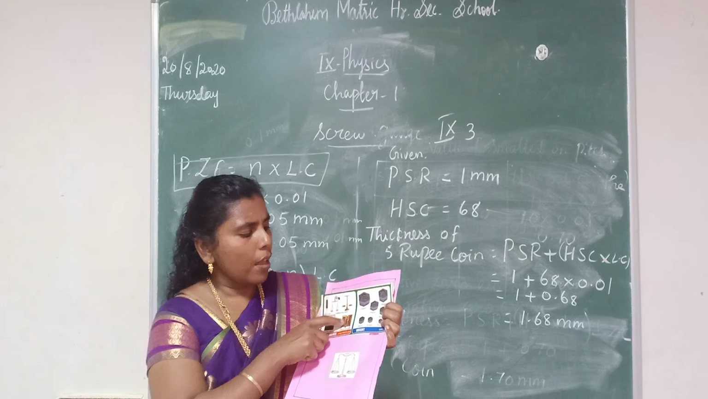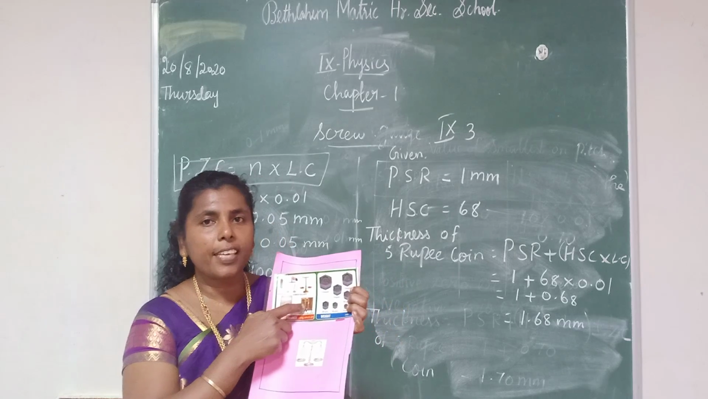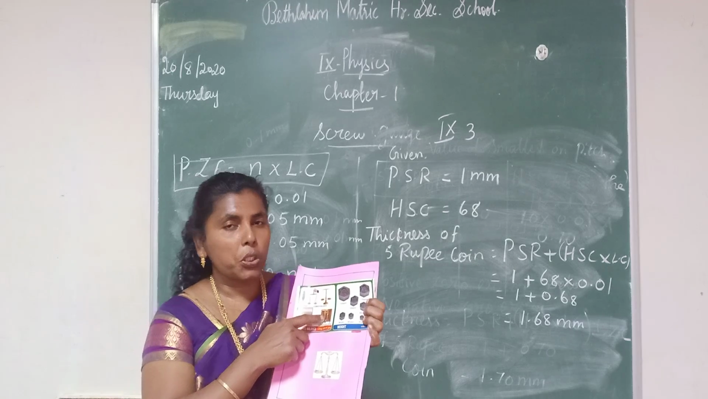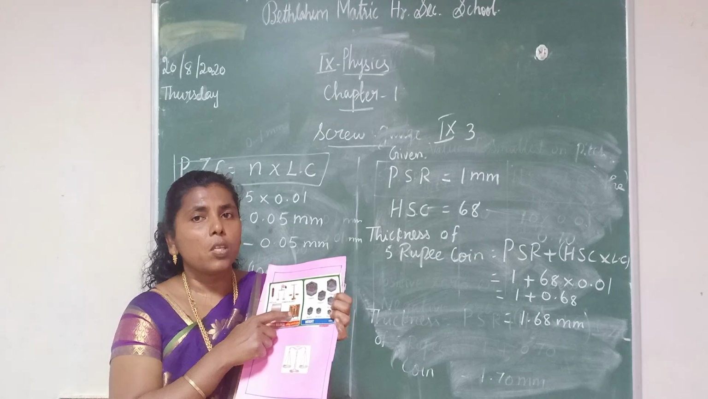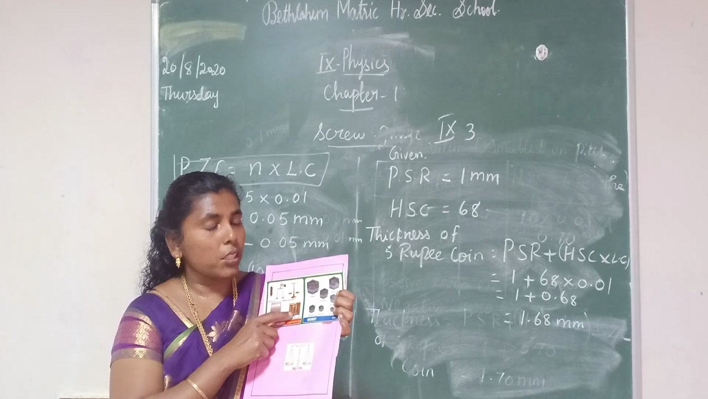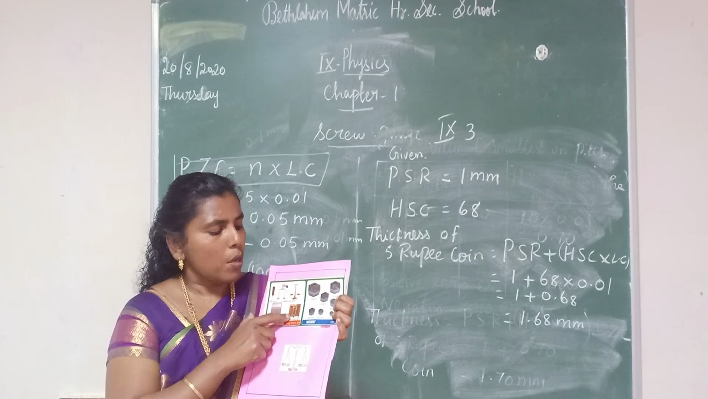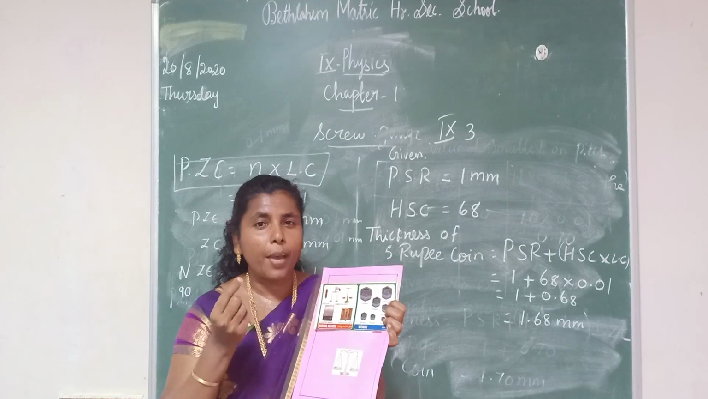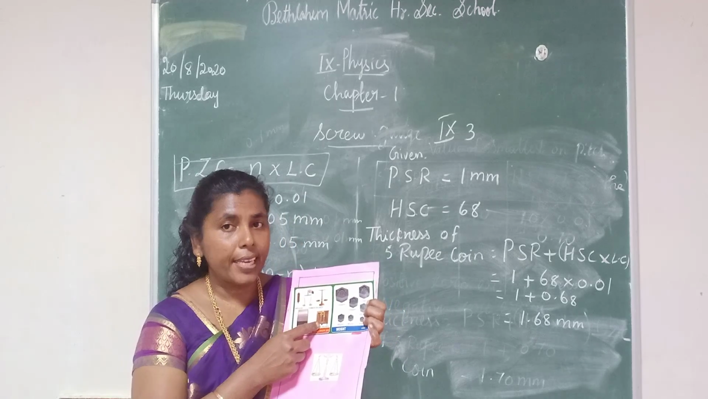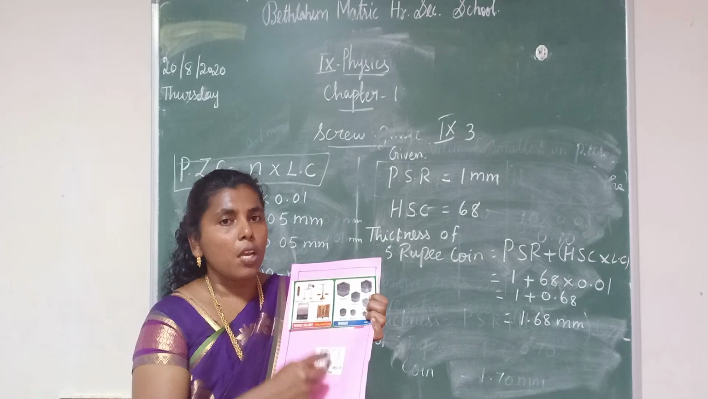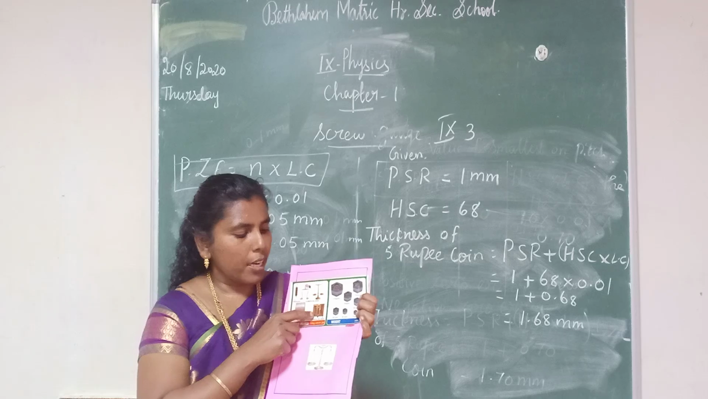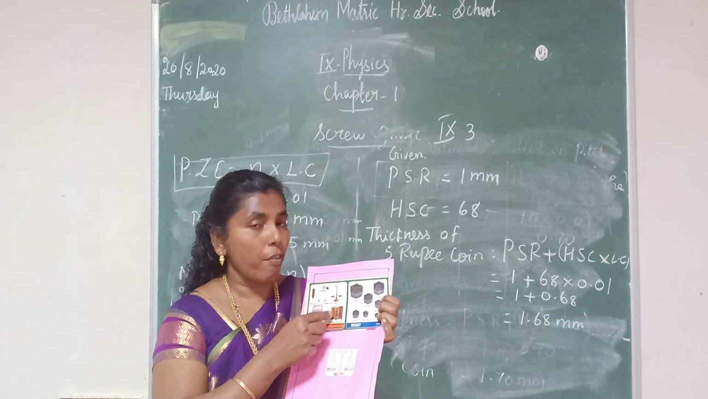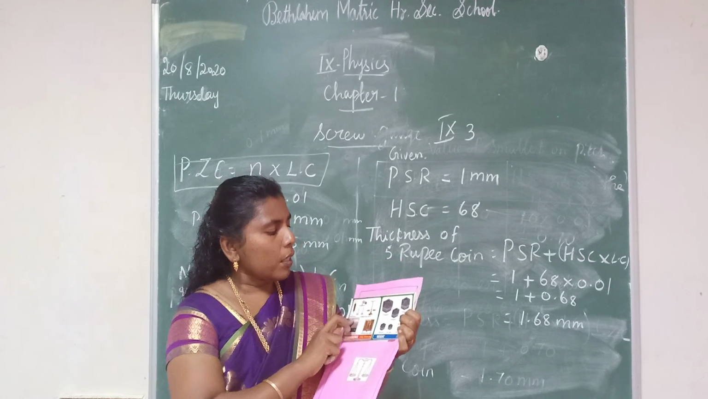And listen here, this is the physical balance. The physical balance is used in the laboratory. It is available in the physics lab. By using this we can measure milligram weight. Here kilogram weight and milligram weight we can measure by using this physical balance. When compared to the beam balance, it is very sensitive.